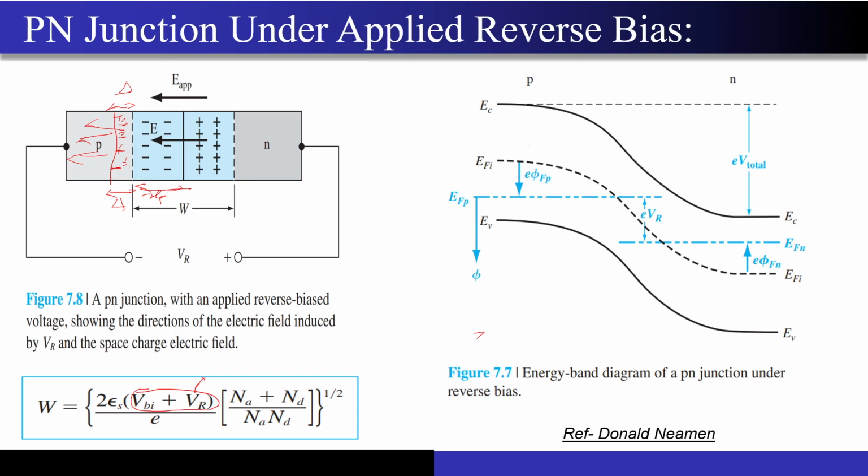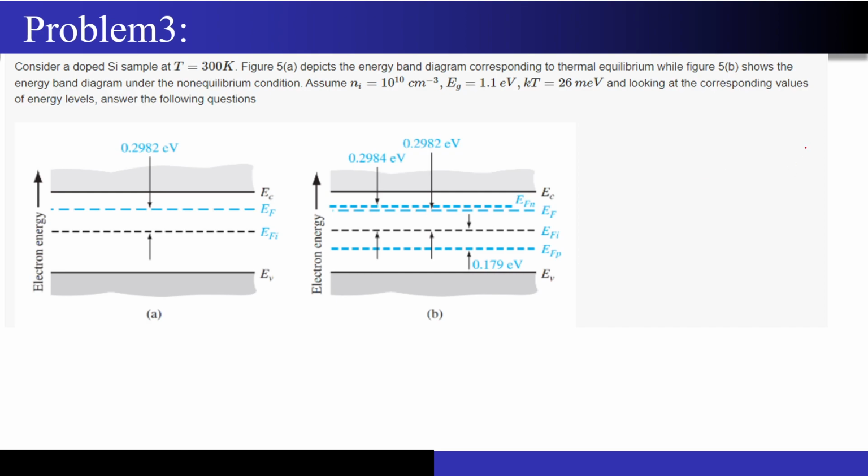Okay, that's a good point. Let me just go on to this page. So here was your P side, here was your N side. Let's say you initially had a nice looking conduction and valence band like this. So this was your EC, this was your EV. Now this is our energy band diagram.